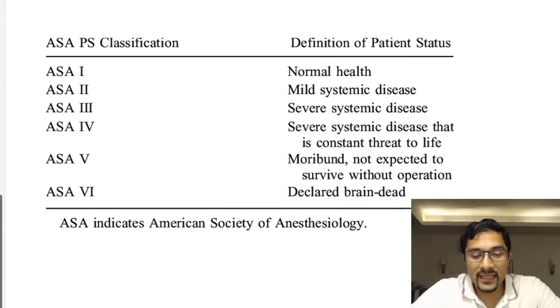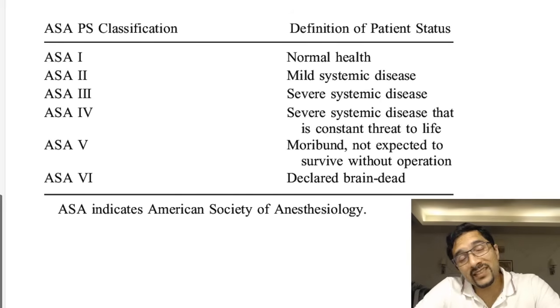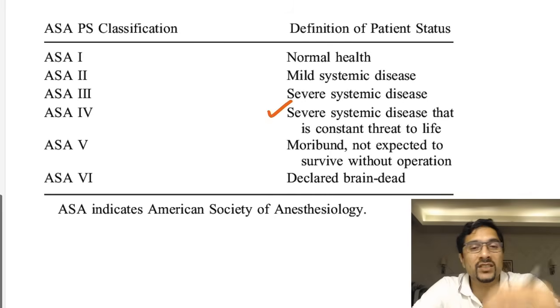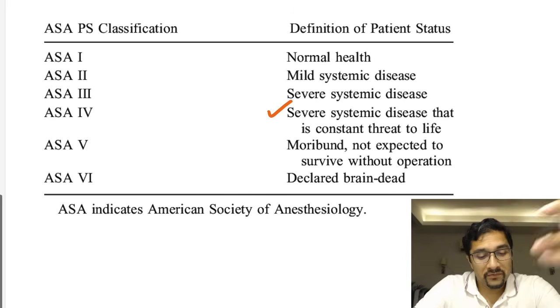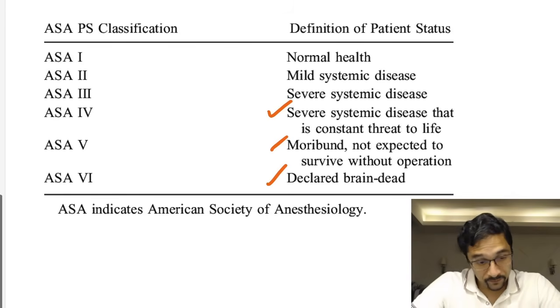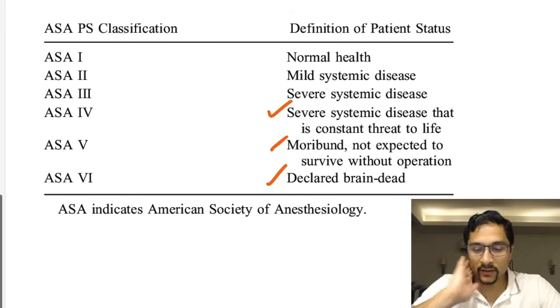So the ASA classification: ASA 1 is normal health, 2 is mild systemic disease which is under control, 3 is severe systemic disease, maybe not under control, 4 is severe systemic disease which is a constant threat to life, 5 is moribund, and 6 is declared brain dead. So these are the 6 categories of ASA staging.